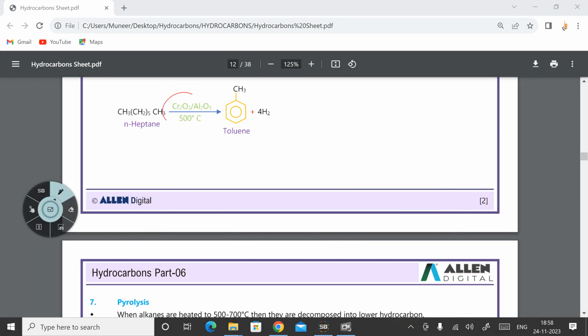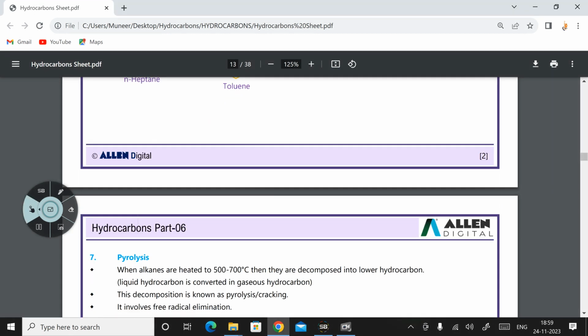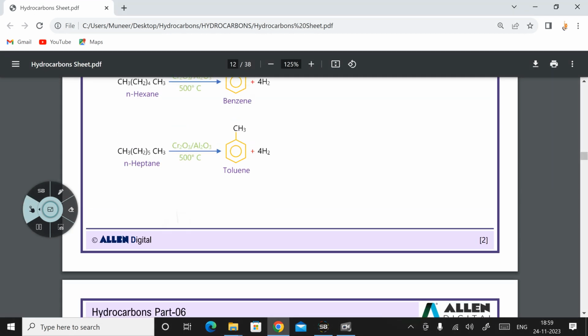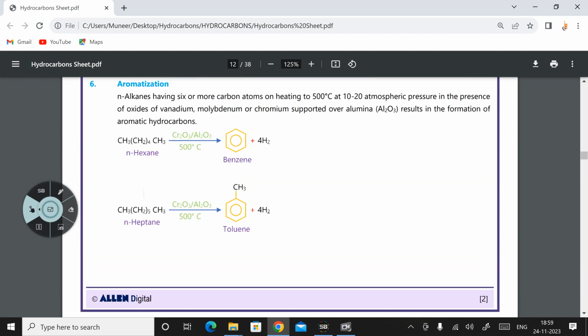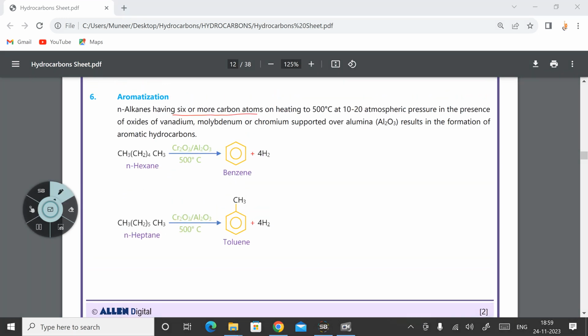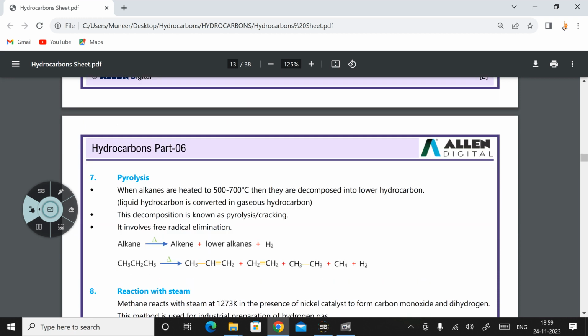Reagent is important. If they ask for the reagent, they put a question mark here and ask what forms. Next, to convert to an aromatic compound, the long chain alkane should contain a minimum of 6 carbons or more. That is important. 4 carbons does not form an aromatic, 3 carbon atoms does not form an aromatic. Only long chain alkanes with 6 or more carbon atoms are converted into aromatic compounds. Like that.